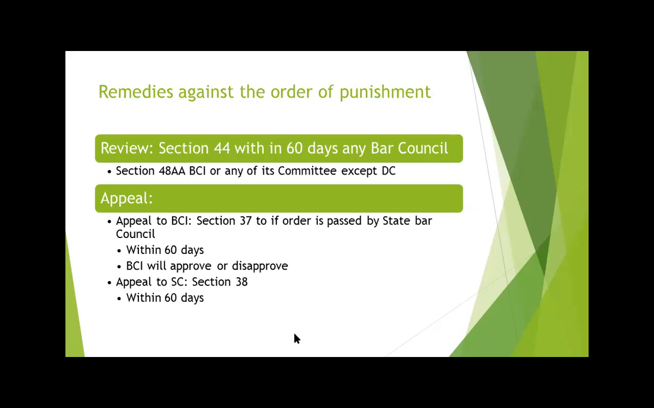own motion or otherwise review any order within 60 days of the date of the order passed by it under this chapter. However, no such order of review of the disciplinary committee of the State Bar Council shall have effect unless it has been approved by the Bar Council of India. What does Section 48AA say? It says the Bar Council of India or any of its committees other than the disciplinary committee may on its own motion or otherwise review any order within 60 days of the date of that order passed under the Advocates Act. So this talks about the State Bar Council, and this talks about the orders of the BCI.